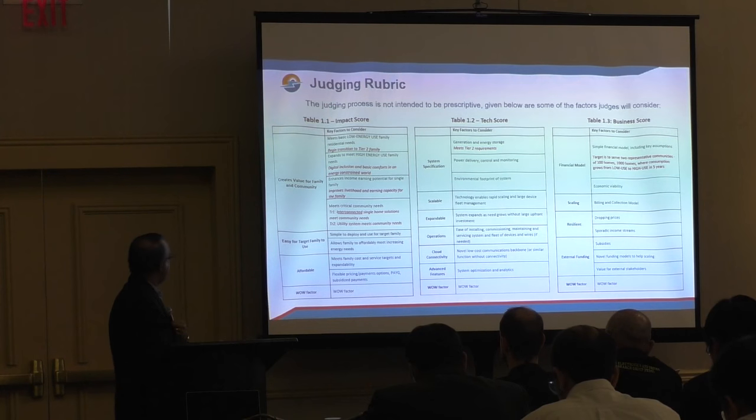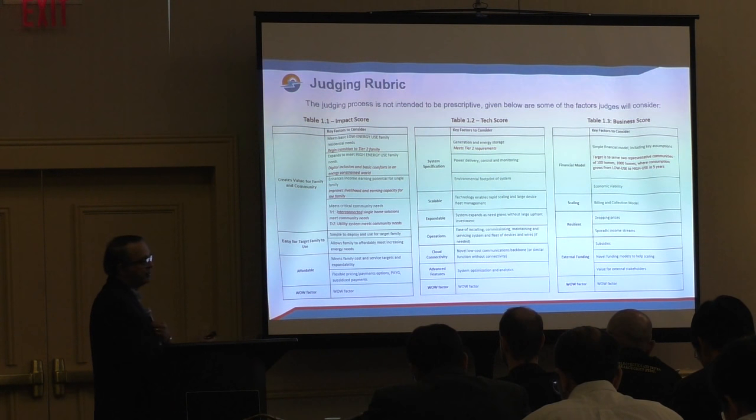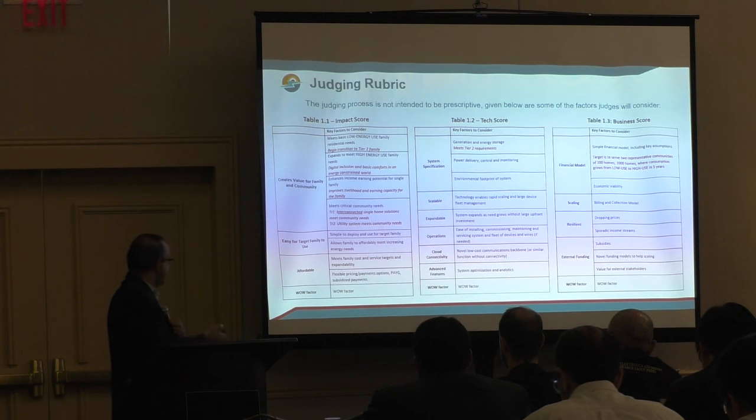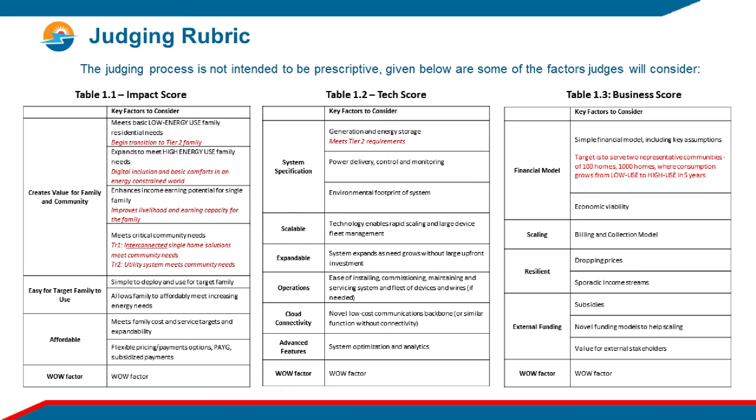Okay, my simplest example: when I started my first company, my team wanted to put a beautiful touchscreen with everything on it and a PC behind it. I said, no, I want a green button and a red button. That I think everybody can use. And so can you make it that simple? I don't know the answer to that, but the teams have to figure that out. Is it affordable? Does it meet the family cost and service targets and expandability? Does it give them flexible pricing, payment options, and PAYGO capability?